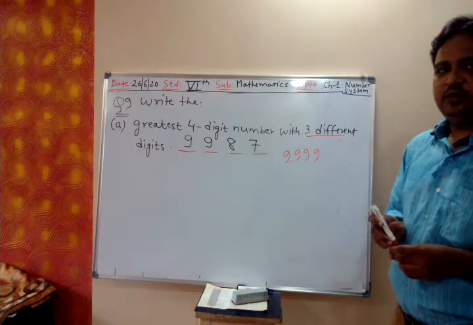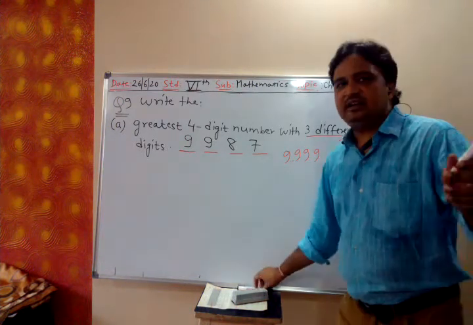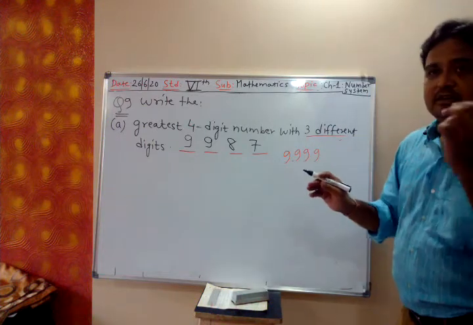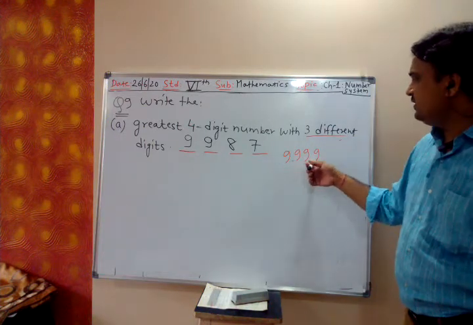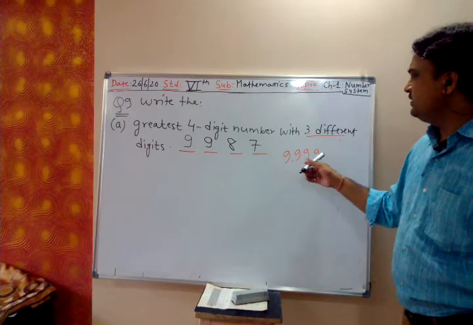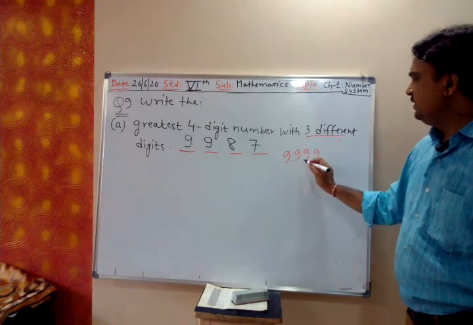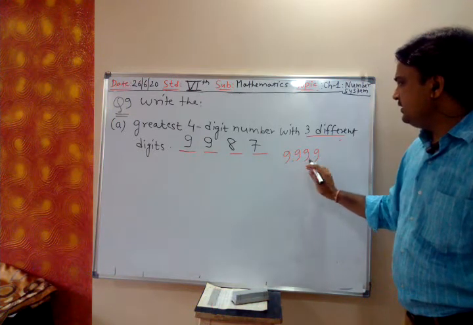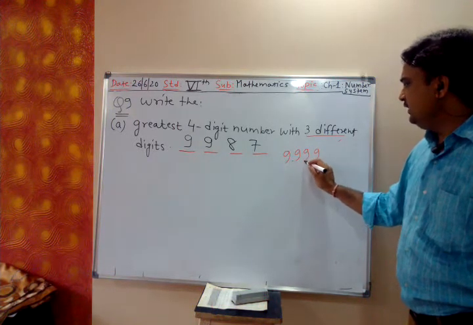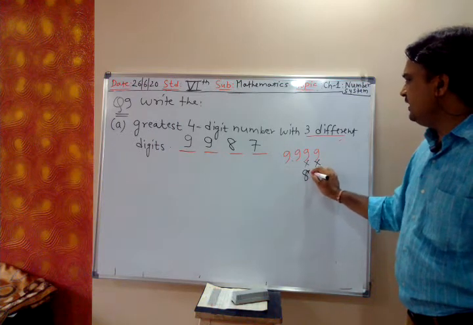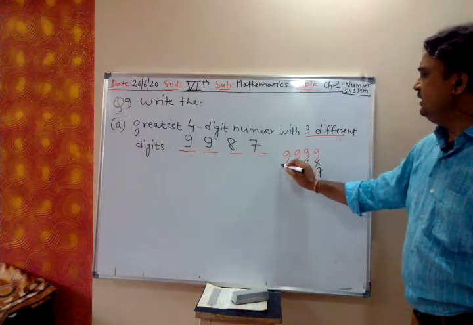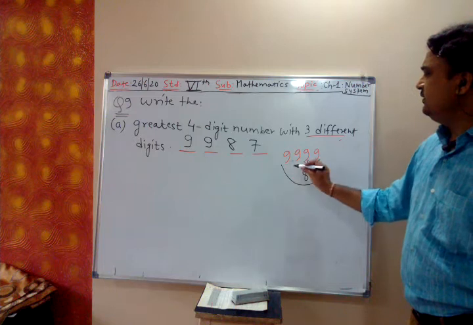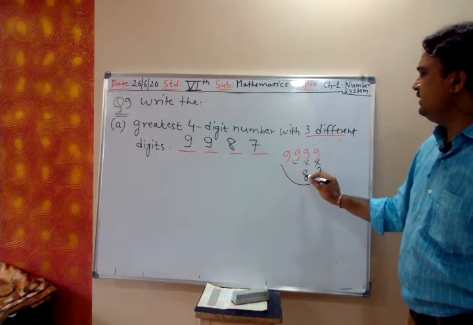Yes, the greatest 4-digit number is 9999. We want 3 digits different. Here all digits are same. That is what I am telling. We want 3 different digits. So these two are same. These two I can replace. This I can write 8. This I can write 7. Then it becomes a 4-digit number where 3 digits are different. This 987.